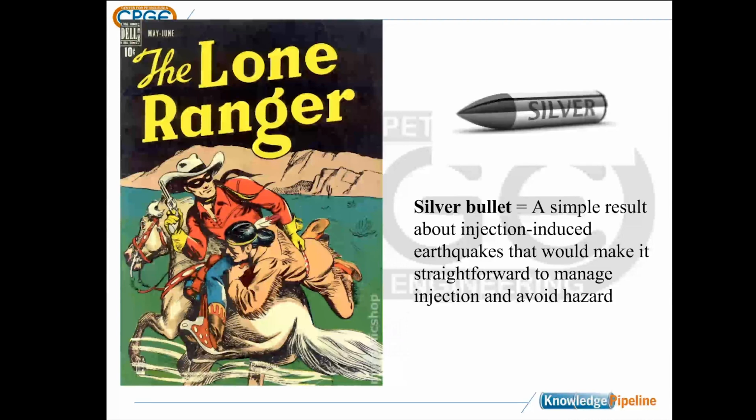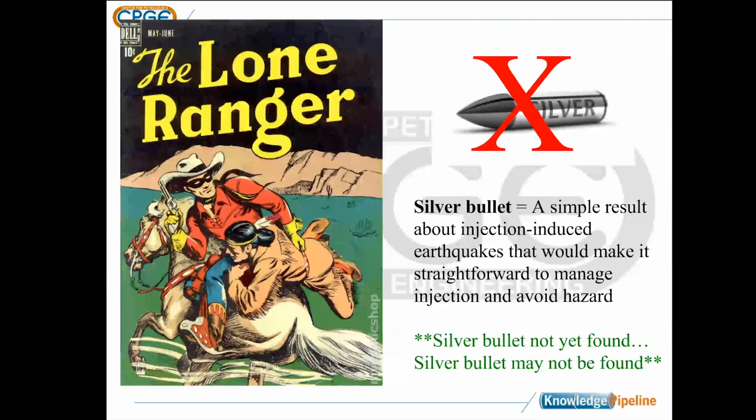I see this picture, though, as two seismologists who were about to try to apply a silver bullet to manage injection and avoid earthquake hazard. The problem is that so far we haven't yet found a silver bullet, as we don't know how to do this, and it's possible, considering the differences in various areas, that we may not find a silver bullet.